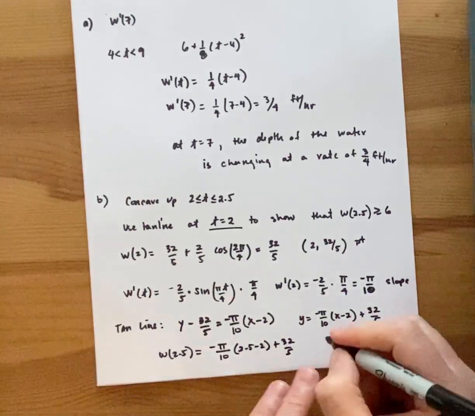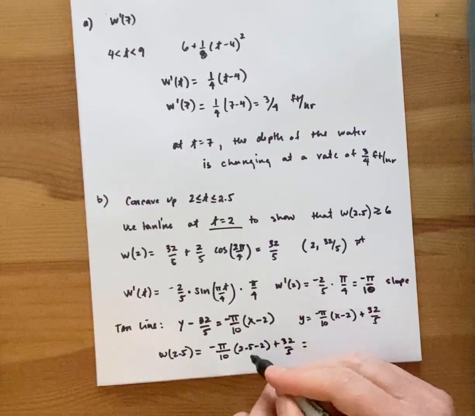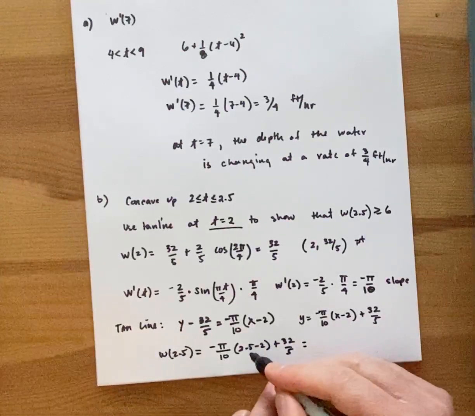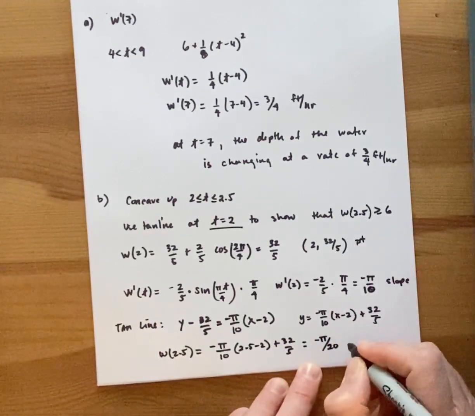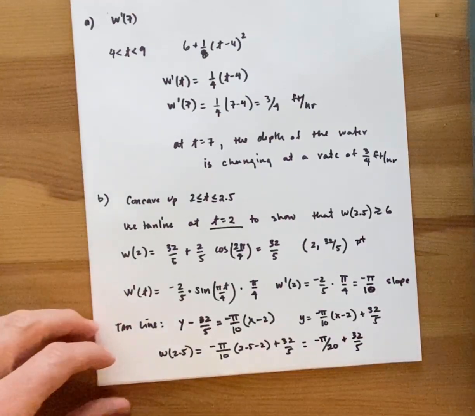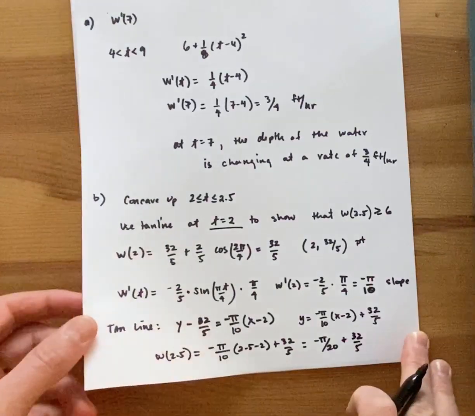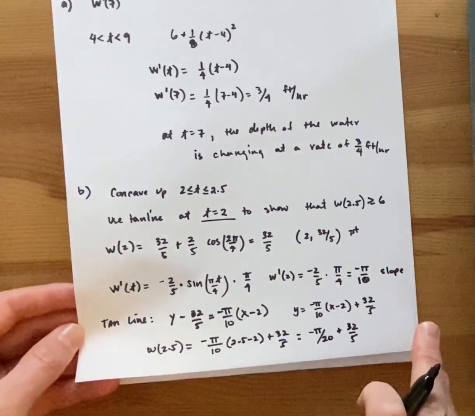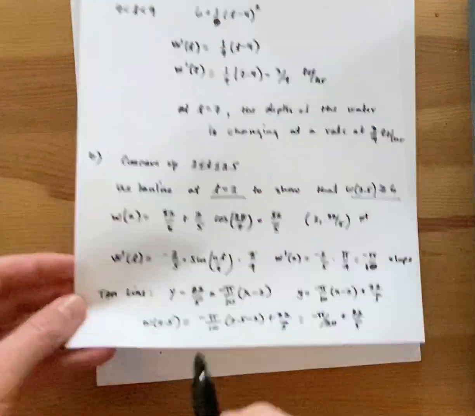So that would equal, so this is 1/2, so negative pi over 20 plus 32 over 5, okay? We just want to show that that is greater than 6, right? Yeah, we want to show that that's greater than 6.